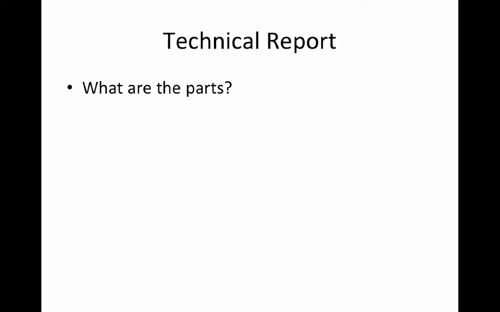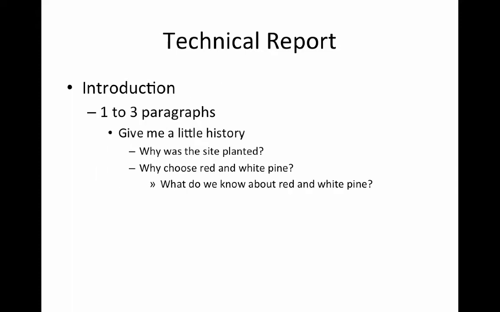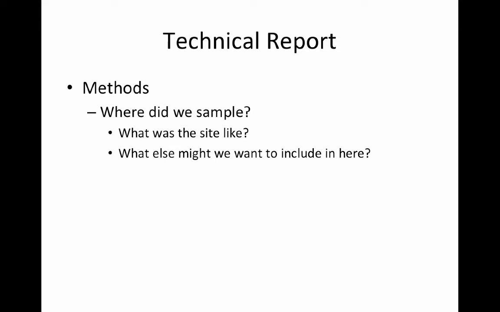So in a technical report, what are the pieces? There's the introduction, methods, results, and discussion. The introduction is giving you a background. What is the site? Where is the site? Why was the site planted? Why did they choose red and white pine at Lake Vandis? What do you know about the history of the site? Also, maybe what do you know about the silvics of red and white pine? Again, this is pretty short, about one to three paragraphs, to give a base of information before you get into details.